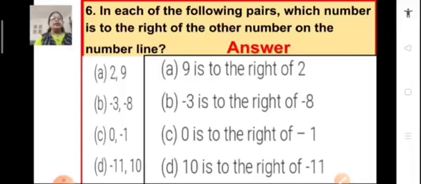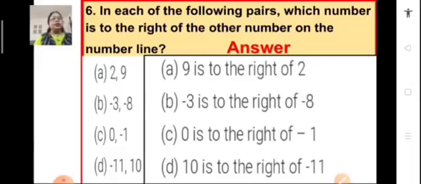Question number 6. In each of the following pairs, which number is to the right of the other number on the number line? So here we have pairs of numbers. We have to decide which one is to the right of the other one. A, 2, 9. So 9 is to the right of 2. 9 is greater, it is to the right of 2.